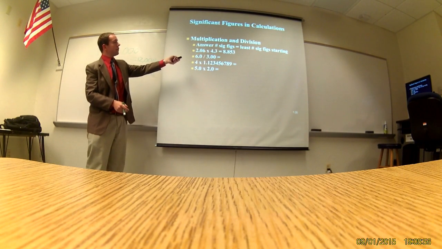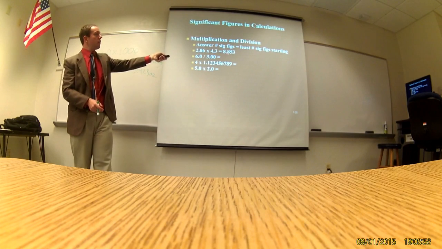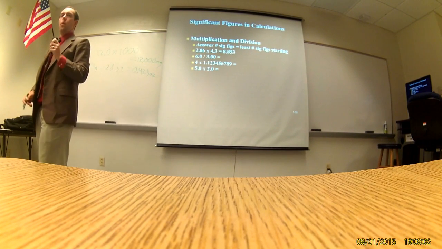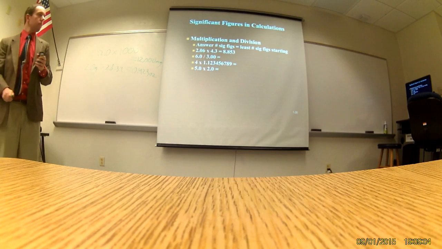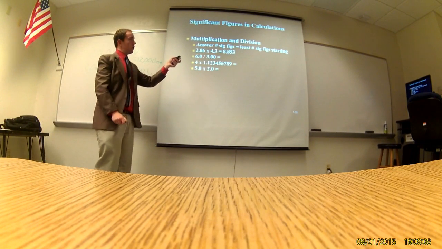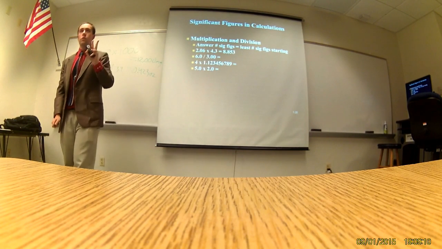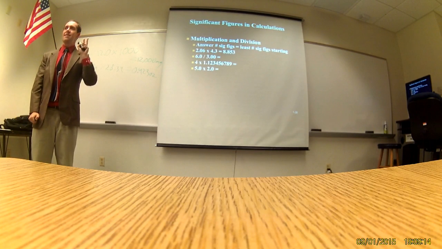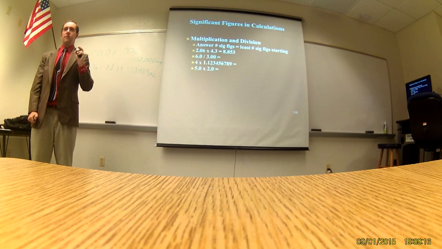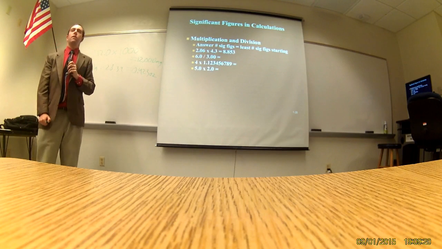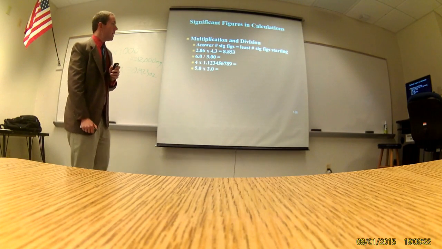So 2.06 times 4.3 is 8.853. Is that correct? No. Why? Because 4.3 has 2 sig figs. Right. So 4.3 has 2, so our answer can only have 2. If you write 8.853, that is not the correct answer. What is the correct answer, David? 8.9.